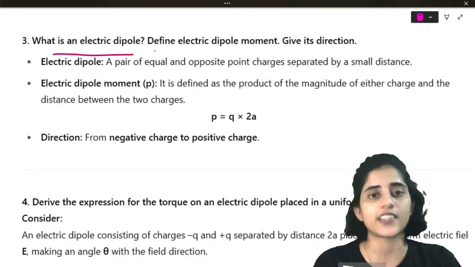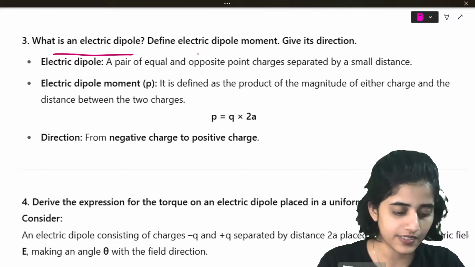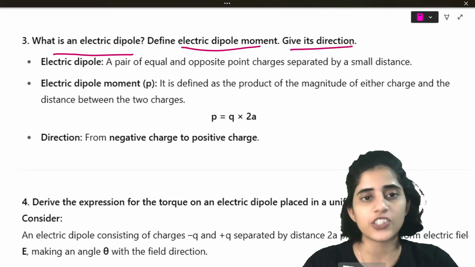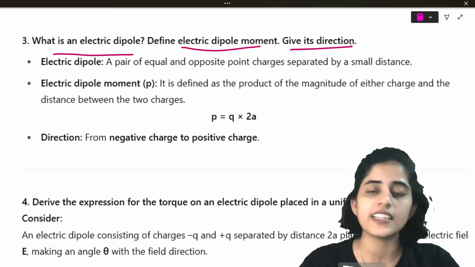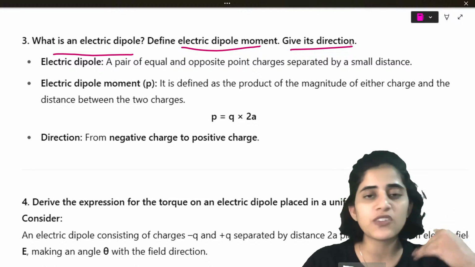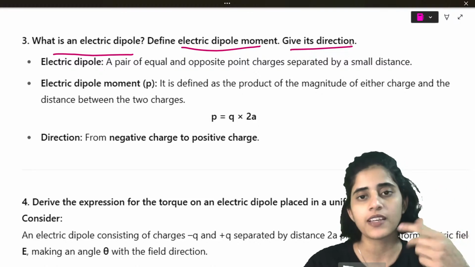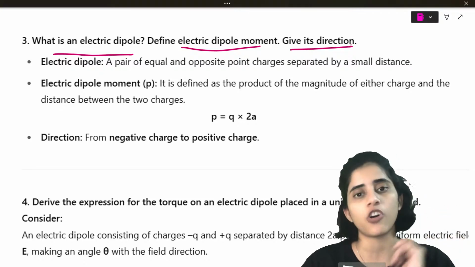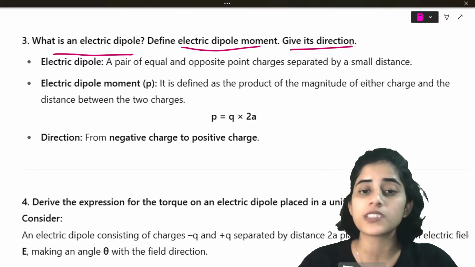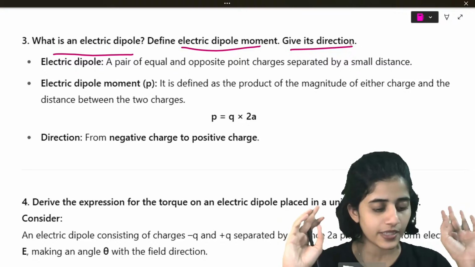What is an electrical dipole? Define electrical dipole moment, give its direction. See, all this in detail I've done videos. You can just check my previous lecture, which was dipole moment. Okay, the lecture I did before Gauss law. That is on the first chapter. There I have explained dipoles in detail. So now here it's just for 3 marks, so we look at only the points.